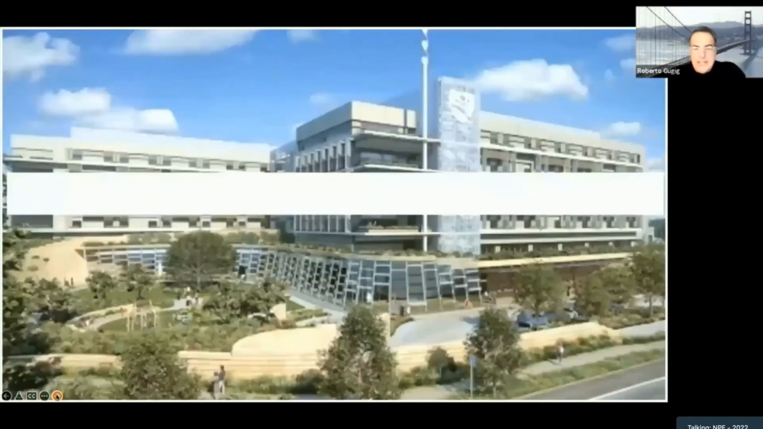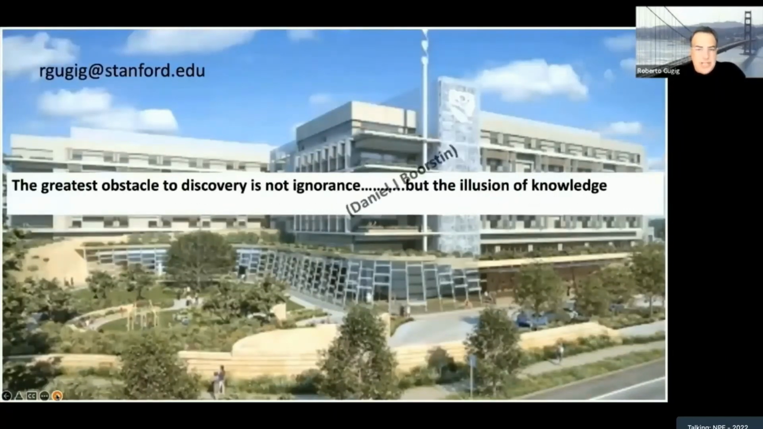And then the last thing, this is where I work. I'll leave you with my email in case somebody wants to reach out, and with a quote that the greatest obstacle to discovery is not ignorance, but the illusion of knowledge. So sometimes we don't know, or we think we know what we don't know.